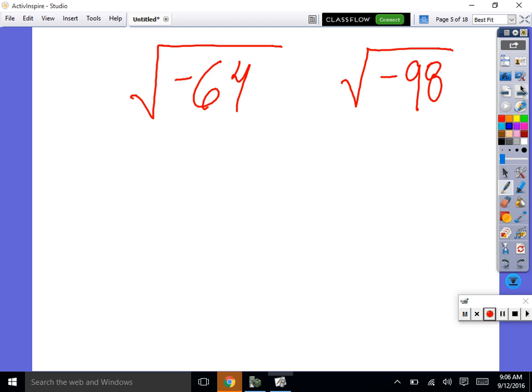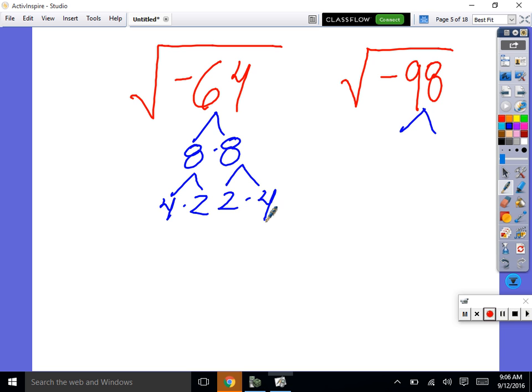Okay, on the test, I'll say simplify. We would say to ourselves, oh yeah, I remember I've got to break this down into a factor tree. Okay, so what multiplies to be 64? 8 times 8, correct? 8 breaks down into 4 times 2. 8 breaks down into 2 times 4. 4 breaks down into 2 times 2. 4 breaks down into 2 times 2.